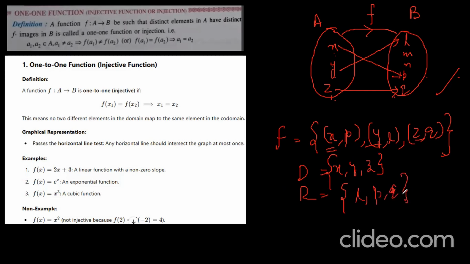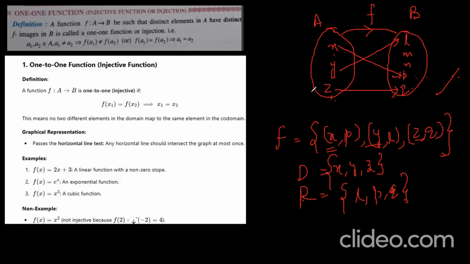Okay, L, P, Q. So suppose I am taking f of x is equal to, so this can be, if you see this is only unique element, it is making a connection with unique element in B. Every element is making unique element in B. So this kind of function can be called as what I say, injective function.